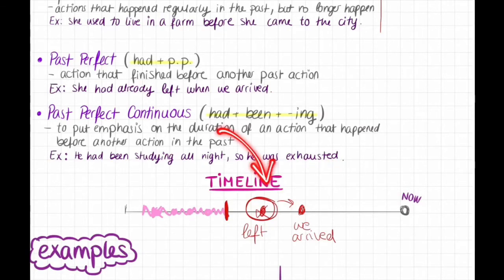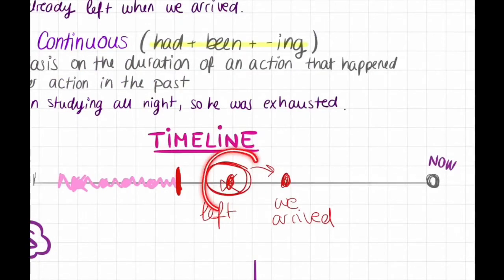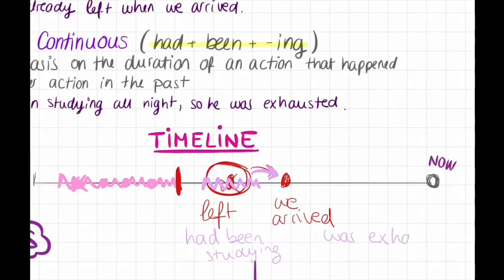So it's the same in the timeline, but instead of being an action that happened at one point in the past, it's for an action that was in progress and happened before another action in the past. So he had been studying, so he was exhausted. We use the past simple here and the past perfect continuous for the action that happened before.